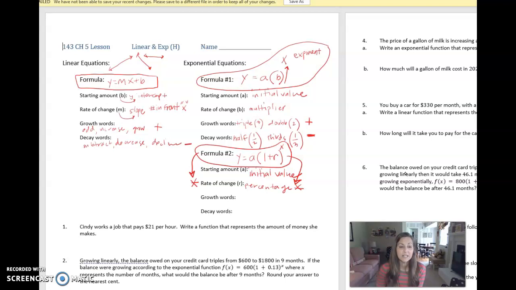Now, the rate must be a decimal. So I'm going to write that down really small here. The rate has to be a decimal. We're going to be given a percent, but we're going to convert it to a decimal. And I'll show you how to do that later on.